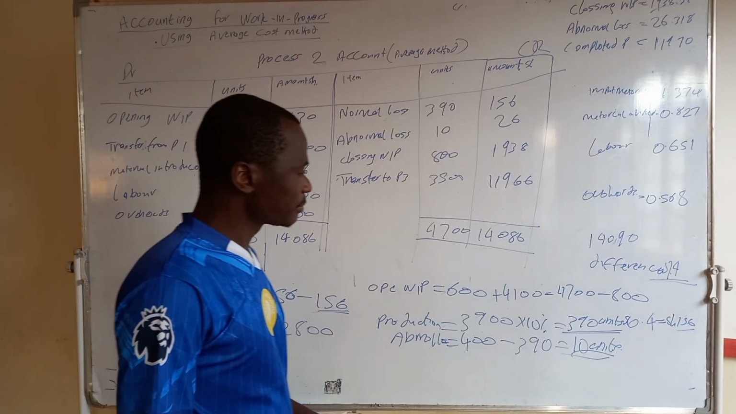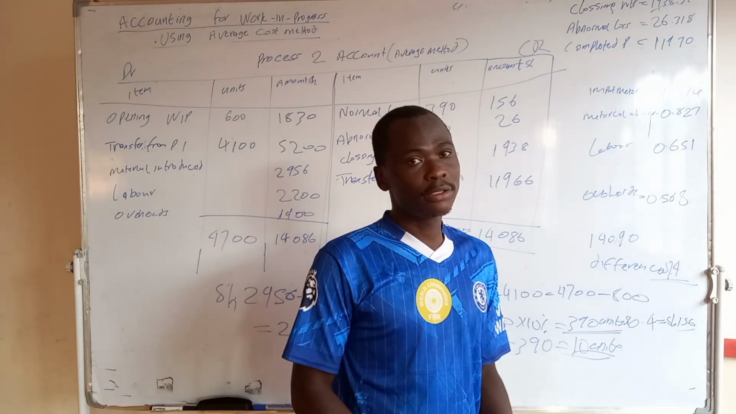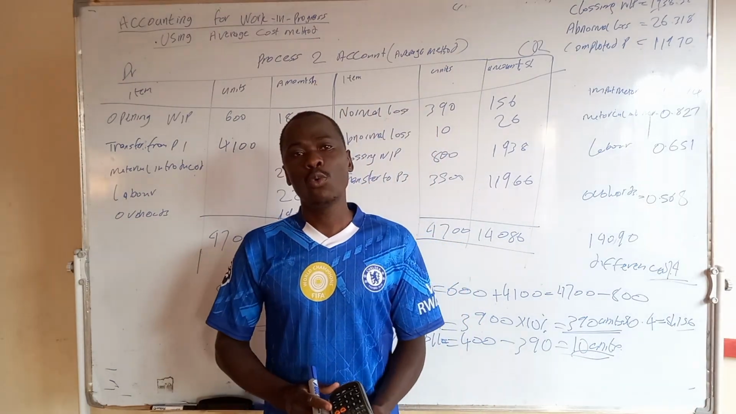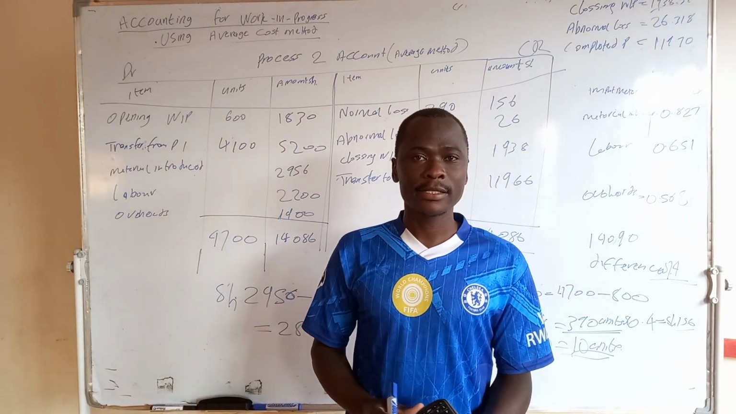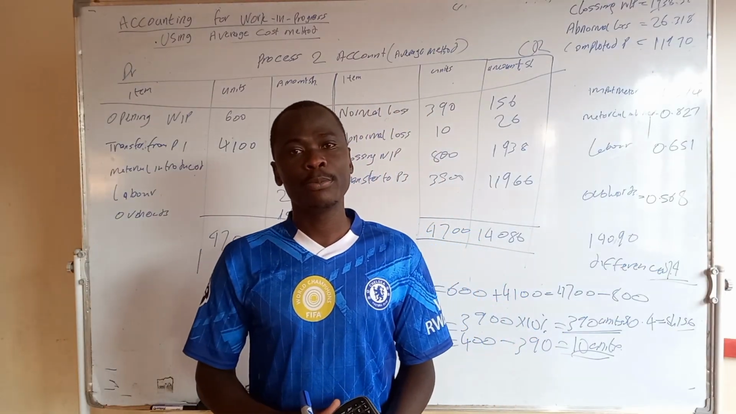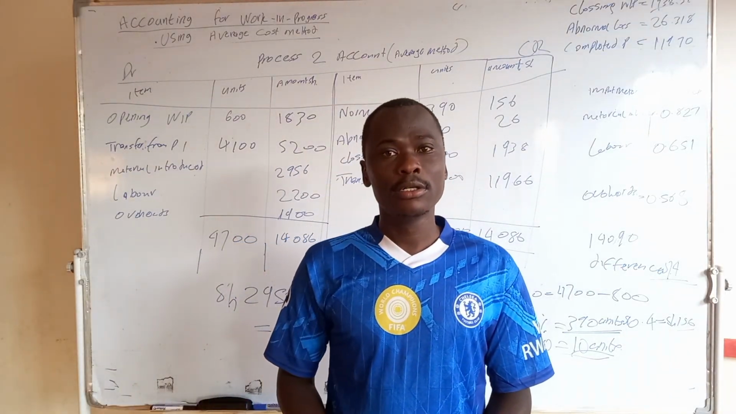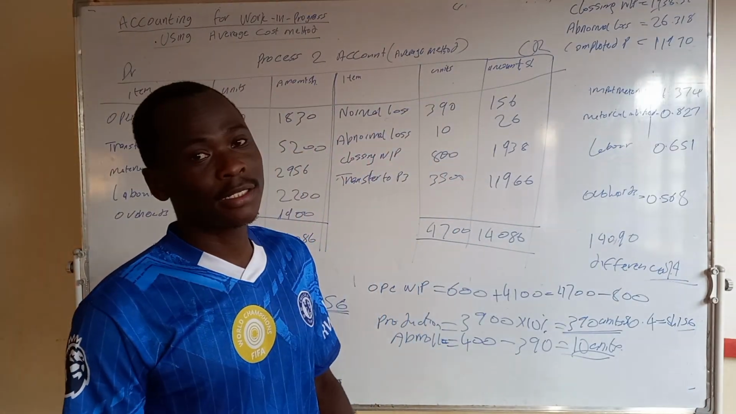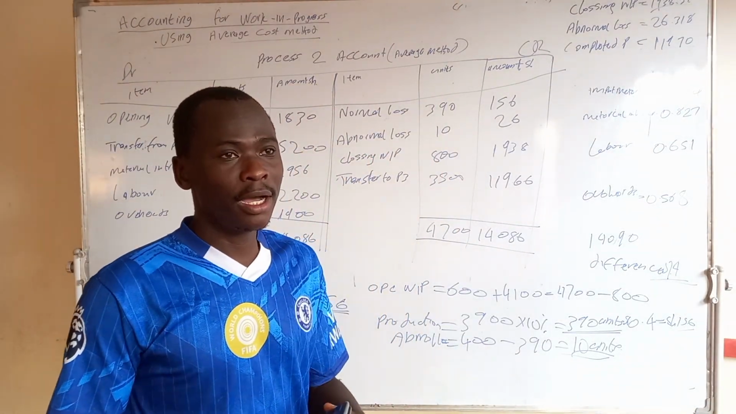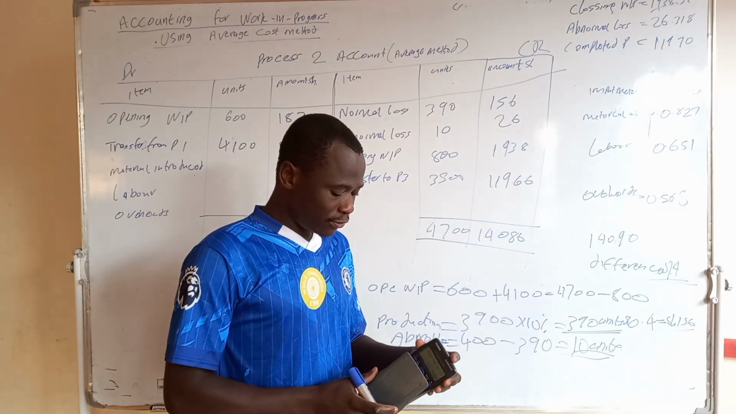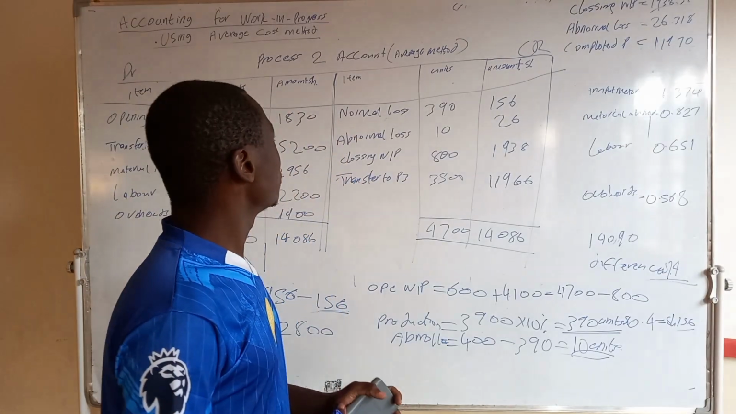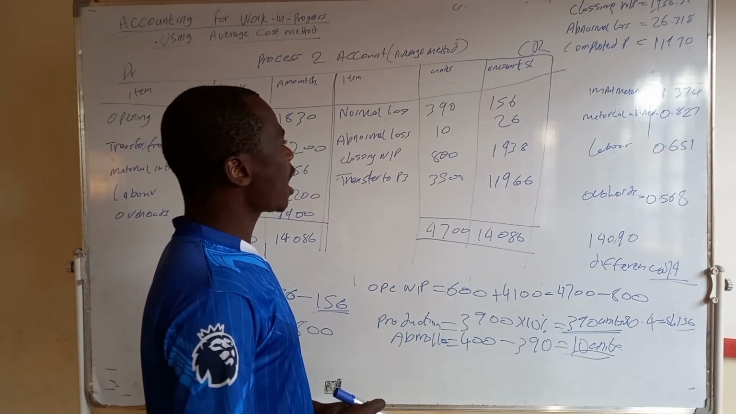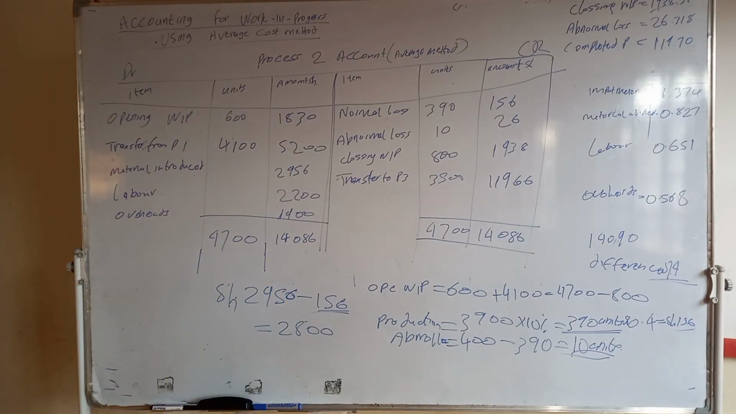Up to that point, I believe you have understood what it entails when you are asked as an accountant to prepare the account for work in progress, or accounting for work in progress.